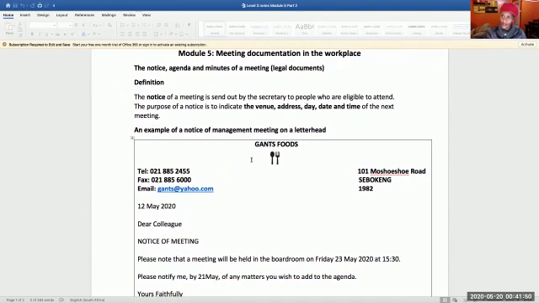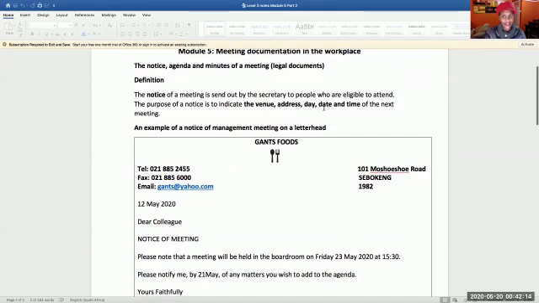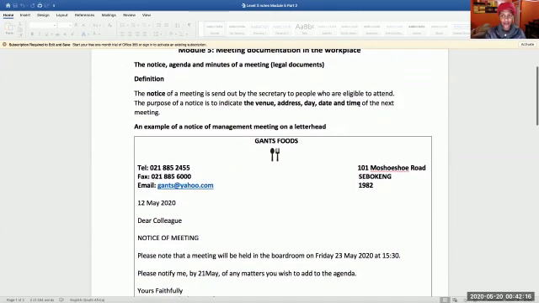Before you can start writing the notice, it is important for you to understand the definition of what a notice is. A notice of a meeting is sent out by the secretary to people who are eligible to attend. The purpose of the notice is to indicate the venue, the address, the day, the date, and the time of the next meeting. All right, so it is important.